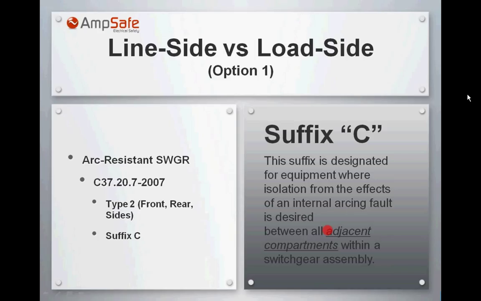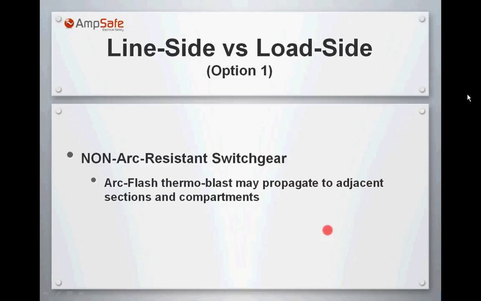Now, concerning that, what happens if you have an arc resistant switchgear? Would you consider in the adjacent sections the lower load side energies, or would you still consider the arc energies from the line side? Well, I would probably start considering the lower side, because I know that there's not going to be any energy going from the higher energy to the lower energies.